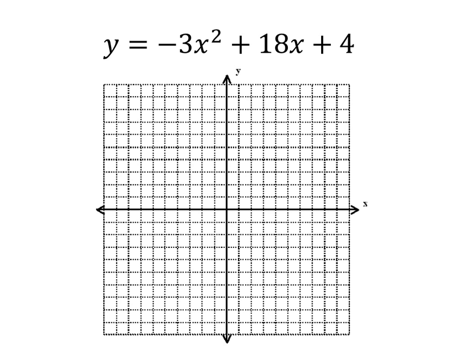Okay, so our vertex, which we should have, is located at 3, which means we have our axis of symmetry here at 3. Okay, so now when we plug in a 3, we end up getting 31.